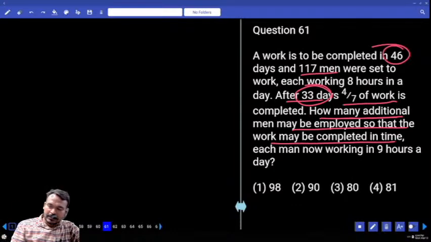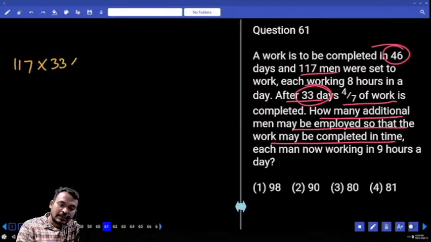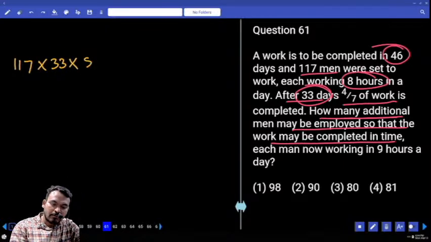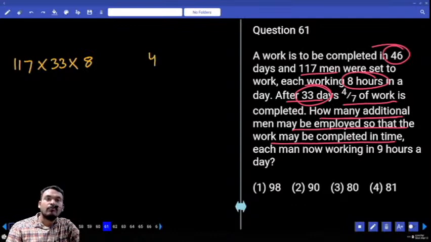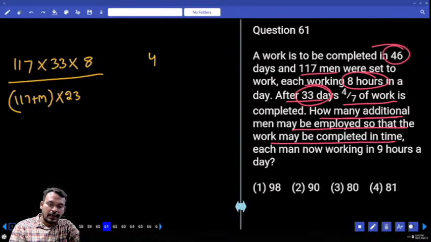First, for 33 days, how many workers are working? 117 persons worked for 33 days. Per day how many hours? 8 hours, multiplied by 8. How many parts of work is completed? 4 parts. The second time, 117 plus some persons are working, and for how many days? Only 13 days.